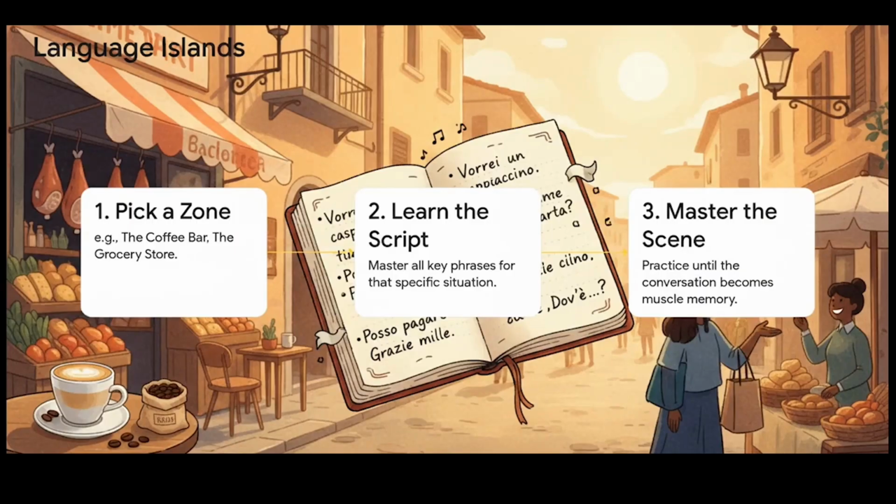And it breaks down into 3 easy steps. First, you pick your zone, say the coffee bar on the corner. Second, you learn the script. Everything you need to say from vorrei un cappuccino per favore to posso pagare con la carta. And third, you master the scene. You just go and do it, again and again, until ordering that coffee becomes total muscle memory. Talk about a confidence boost.